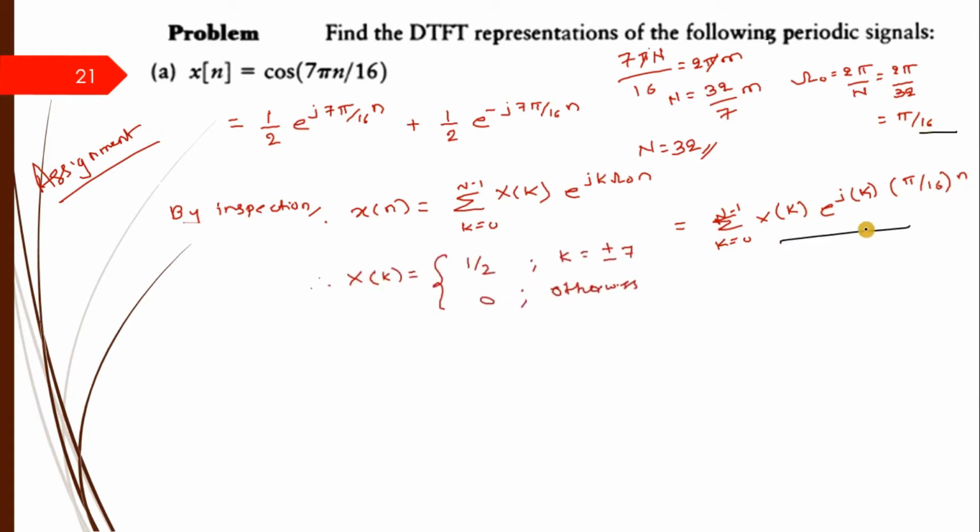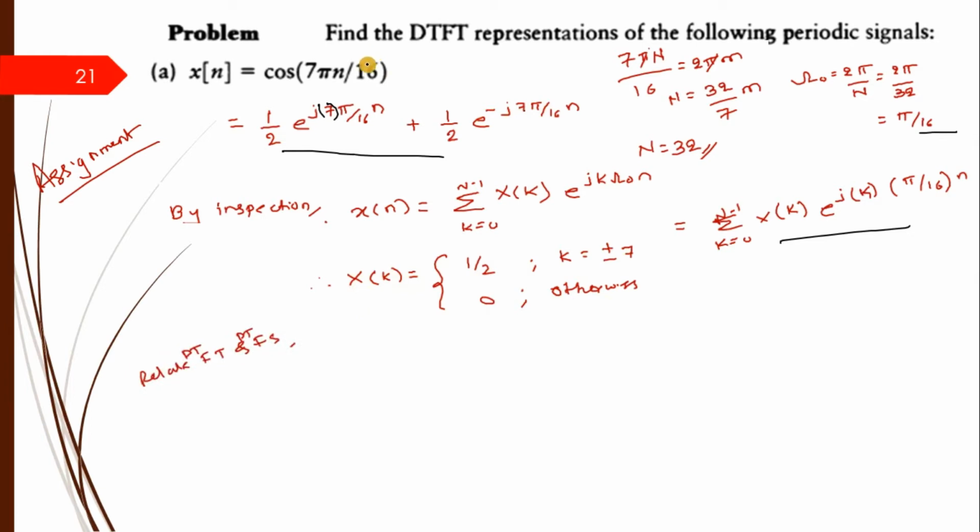Now by comparing this equation with the given question, you can see that in place of x of k I have 1 by 2. In place of k, what do I have to substitute? It's 7 here, and there is minus 7 here. So for k plus or minus 7, I have the coefficients as 1 by 2, and for the other values it is 0. By this way we could find its DTFS coefficient x of k.